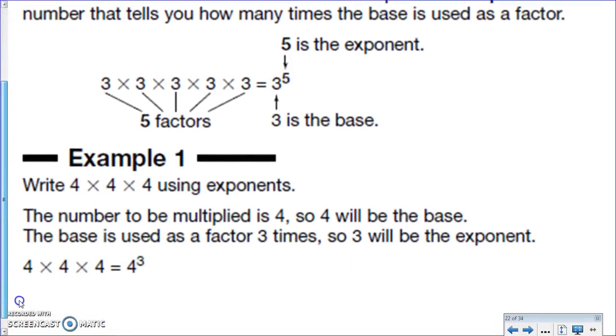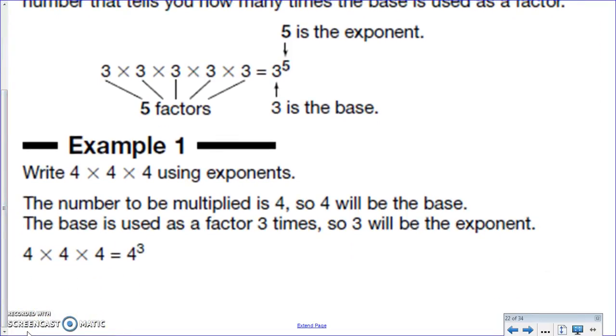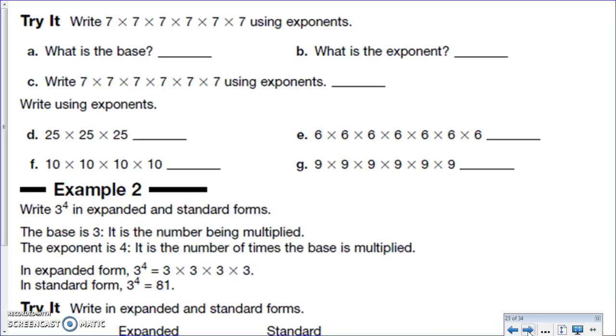Example 1. Write 4 times 4 times 4 using exponents. The number to be multiplied is 4, so 4 will be the base. The base is used as a factor 3 times, so 3 will be the exponent. So 4 times 4 times 4 equals 4 to the 3rd, or 4 cubed. Try it. Write 7 times 7 times 7 times 7 times 7 times 7 using exponents. We know the base is 7. We have 6 sevens, so that's the exponent, which means in exponential notation, it's 7 to the 6th power.